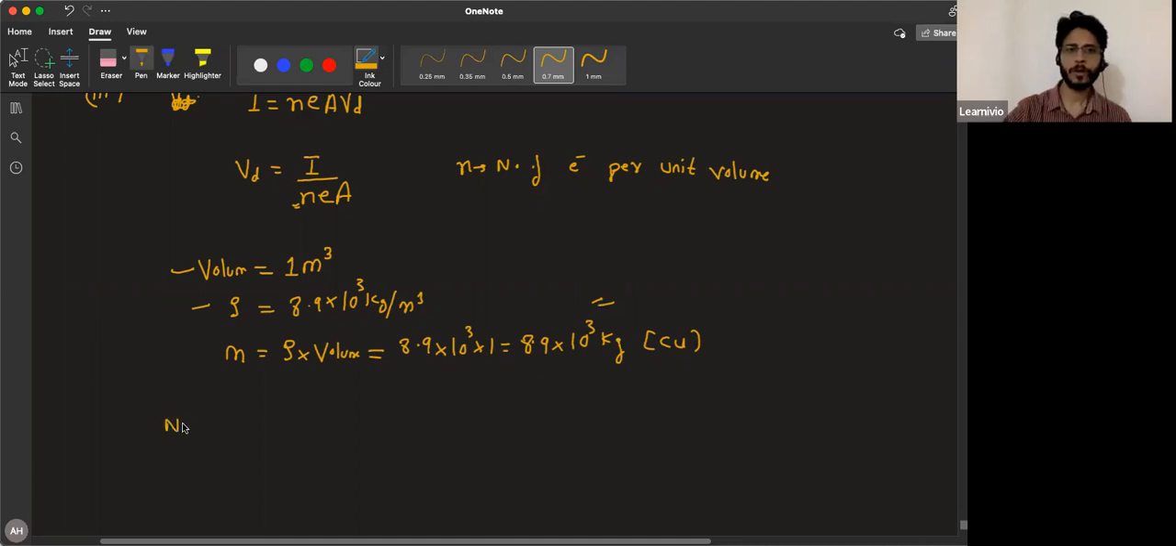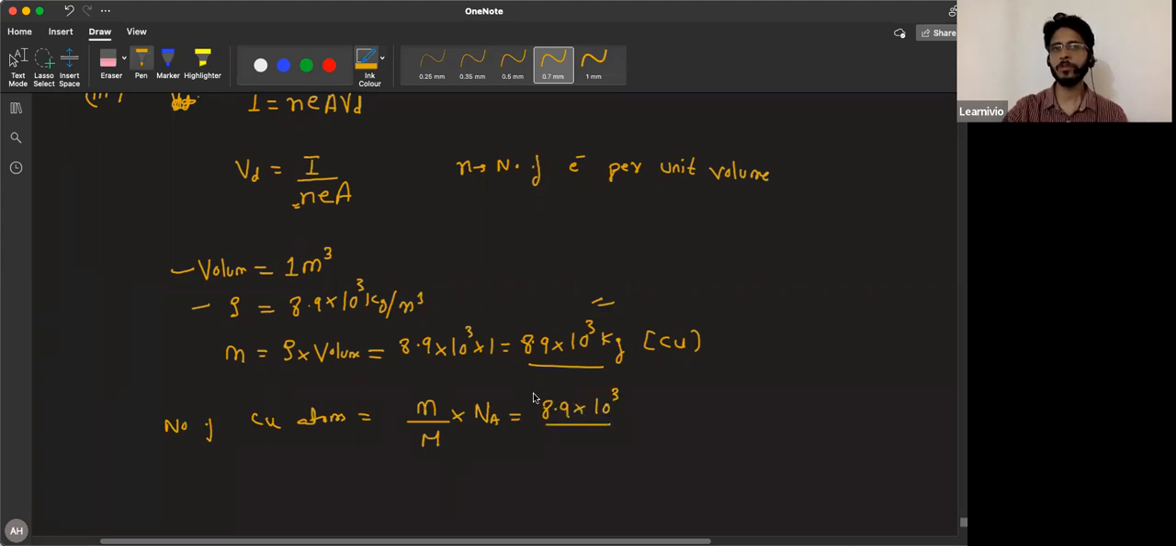So the number of copper atoms is the mass of copper divided by the molar mass multiplied by the Avogadro number. So what is the mass of copper? This is the mass of copper. It's 8.9 into 10 raised to the power 3. How much is the molar mass? The molar mass is 63.5. Multiplied by Avogadro number. How much is the Avogadro number? 6.023 into 10 raised to the power 23.